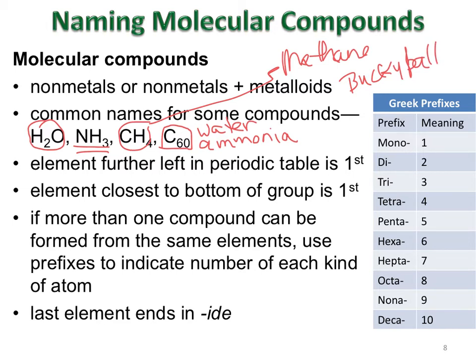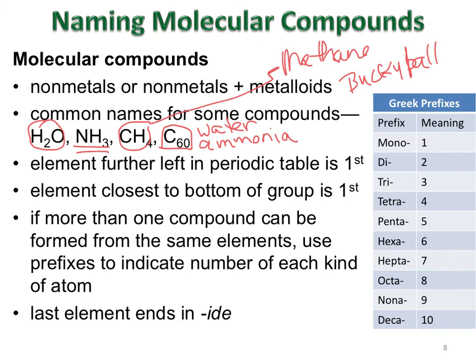In naming molecular compounds, the element that's further left in the periodic table generally goes first, or the element that's closest to the bottom of a group goes first. And seeing how we will be dealing with binary compounds, there will generally not be a lot of confusion about which one is further left or which one is closest to the bottom.